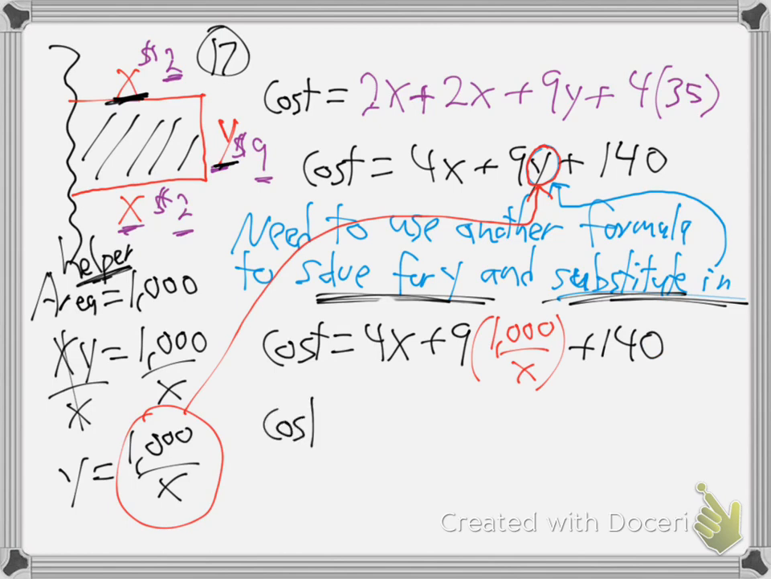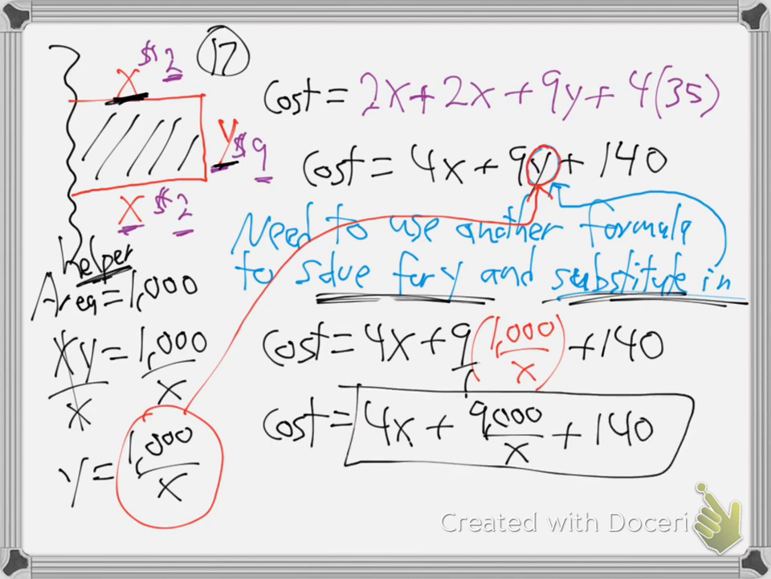Let's simplify that a little bit. So that'll be 4x plus, what do you do when you have a whole number multiplying a fraction? It's 9 over 1, huh? It goes only to the top. 9,000 over x plus 140. There we go. There's a cost formula with just x. That's one of the first questions they're going to ask you for. I think that's the answer to part A.